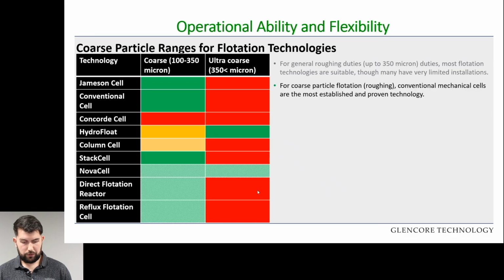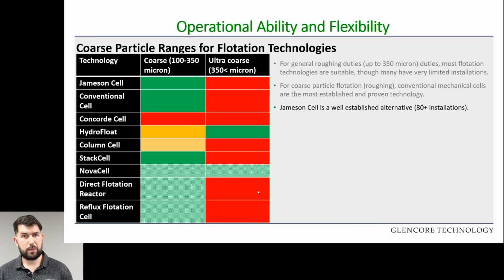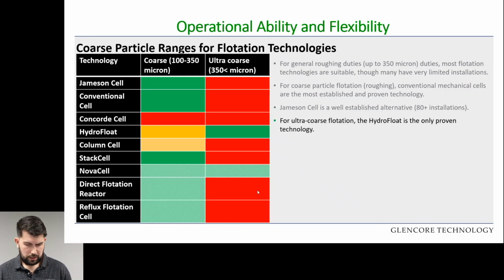Now, for coarse particle flotation or just general roughing, conventional mechanical cells are the most established and proven technology. However, the Jameson cell is also a very well-established alternative with about 80 installations in roughing and scavenging. Now, for ultra-coarse flotation, the Hydrofloat is your only proven technology.